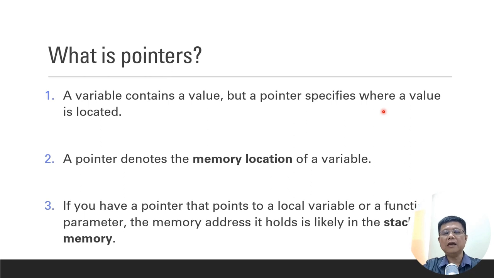Usually after you have pointed a pointer to a variable, whatever happens to that variable, the pointer value will follow, because you have pointed to the variable's address. So a pointer denotes the memory location of a variable. If a pointer points to a local variable or a function parameter, the memory location will be held in stack memory.